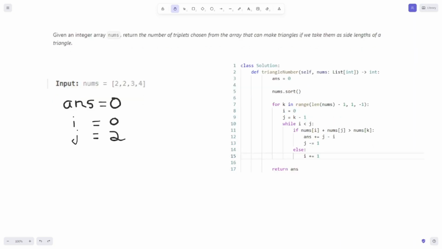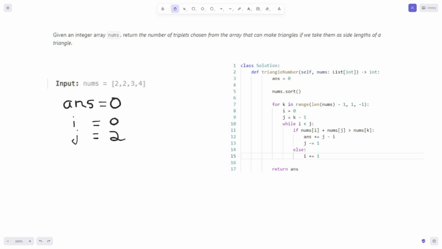Okay, starting with this first example, we have nums 2, 2, 3, 4. It's already sorted, and we loop starting with the greatest value, so index 3, 0, 1, 2, 3, subtracting 1 each time until we arrive at index 1. So we say, okay, i is equal to 0, j is equal to k minus 1, that's 2, since it's starting at index 0, 1, 2, 3 minus 1, and we do the while loop next.